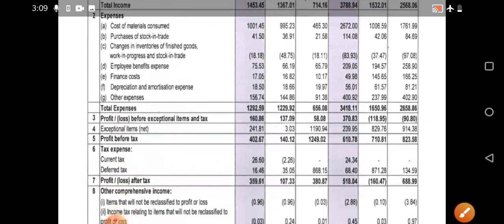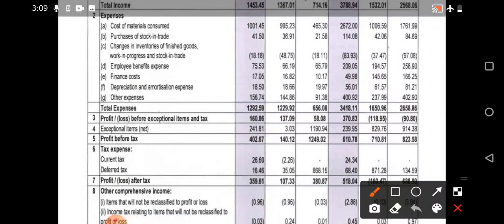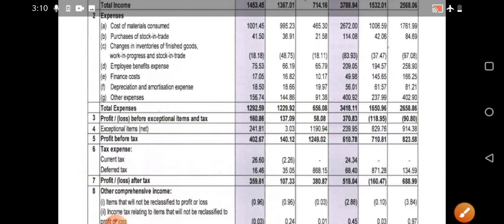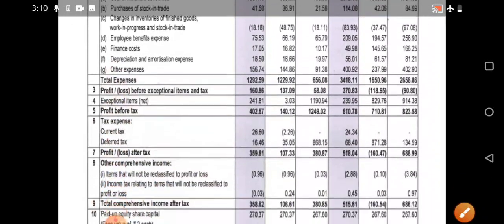Next, if we go a little bit down and see profit before tax, this is an important thing. If you compare on a quarter basis, last quarter it was only 140.12, but this quarter you can see 402.67. So a very huge increment as compared to the quarter on quarter basis. And if you compare the same thing on a year on year basis, there we have seen a slight decrement, but that's also a good thing, profit before tax, right?